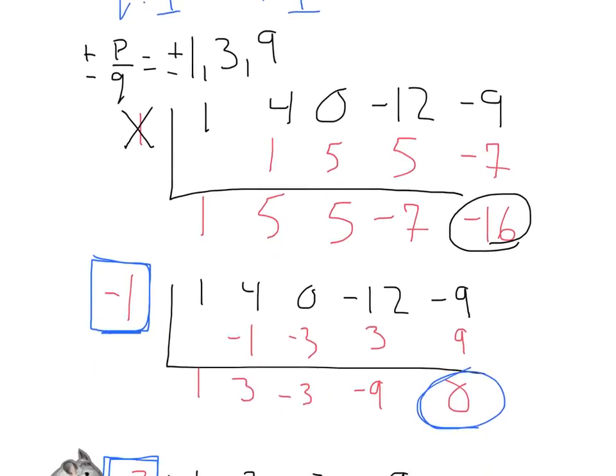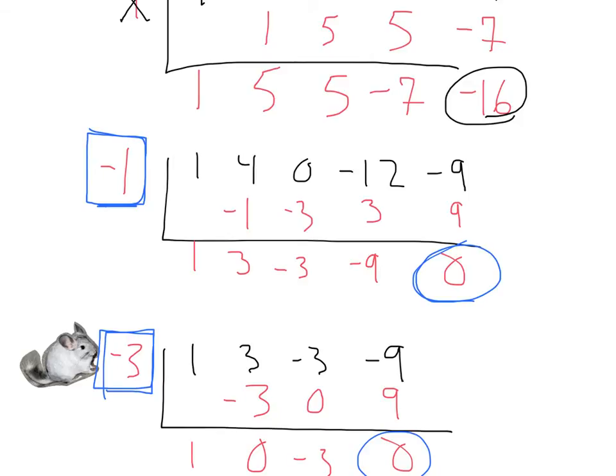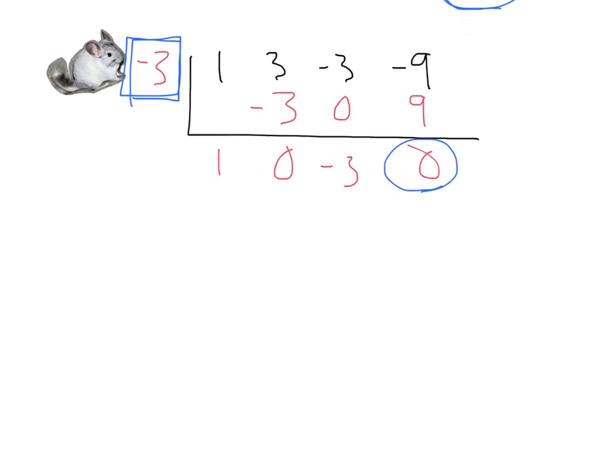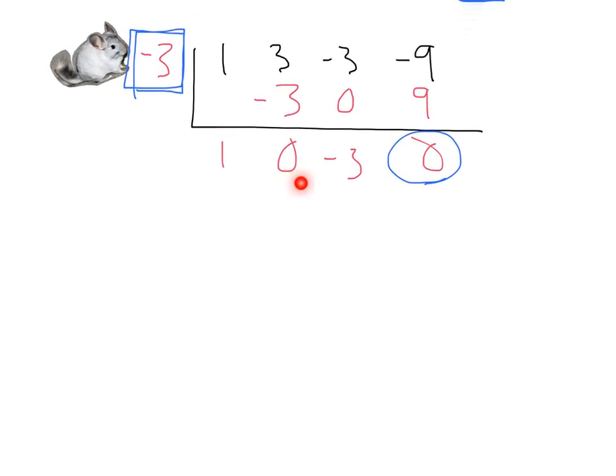Now let me show you the reason down here that we used our answers. When we did find a 0, we used our answers to do our next synthetic division problem, because as we keep using our answers, our polynomial gets smaller and smaller and smaller.